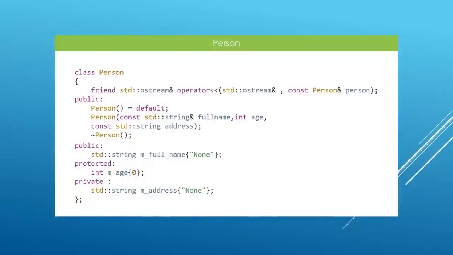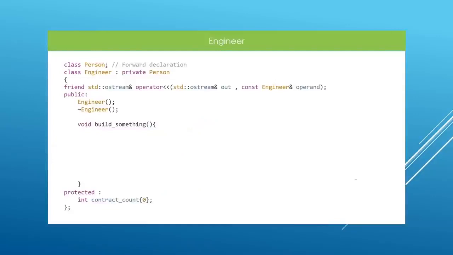Okay, so here is the same example in code. We have our person class. It's going to have our member variables. We're going to have the full name, the age, and the address. They are going to have public, protected, and private access. We are going to inherit from person and create our engineer class. We are going to privately inherit from person, and this is going to take everything we got from person and make it private to the engineer class.